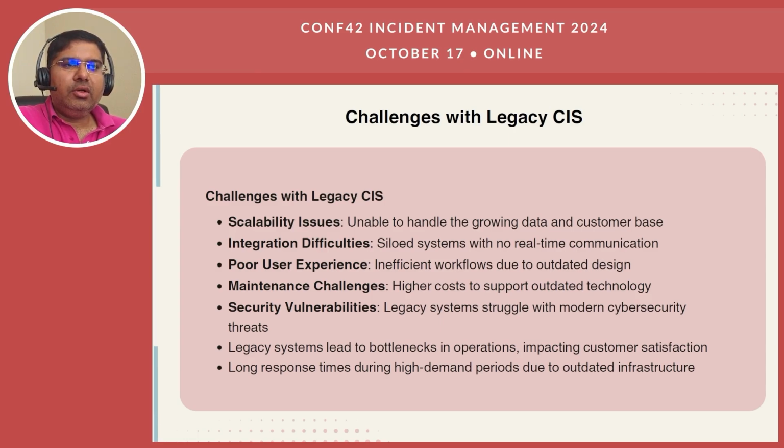right? So we don't want to go with the legacy system where all these operations are taken care of on site by the IT staff of the utilities. When we go to the new system, all these are taken care of in the cloud, right? That's obvious with the latest technologies that are going on. And there are also a lot of security vulnerabilities and cybersecurity threats with the legacy systems. Legacy systems lead to bottlenecks in operations, impacting customer satisfaction and causing long response times during high demand periods due to outdated infrastructure.